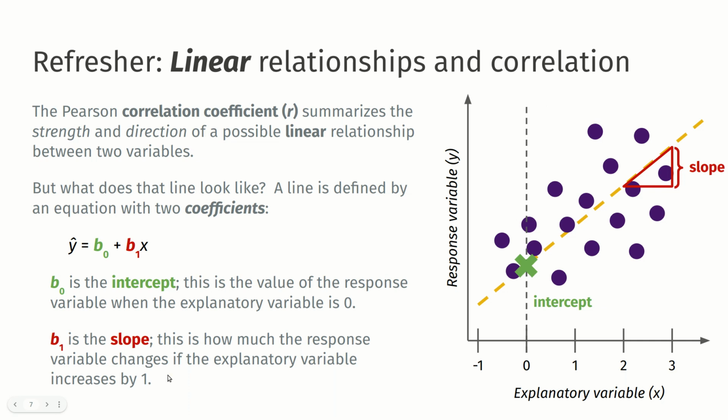But the thing that we're going to be most interested in today is the slope. In other words, this is how much the response variable changes if the explanatory variable is increased by 1 unit. So if we make a unit change, a change of exactly 1 in the explanatory variable, how much would we expect our response variable to change? That's our slope. You can think of it as the rate of change, the rate at which the response variable changes as the explanatory variable changes.